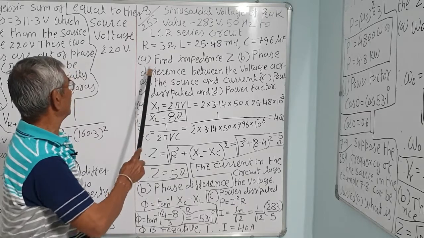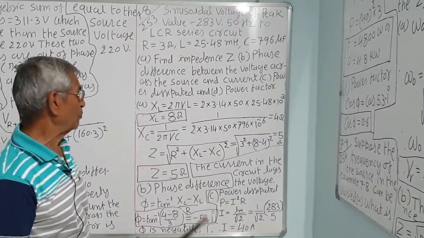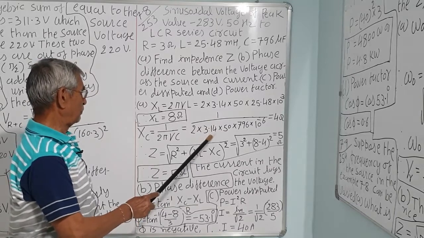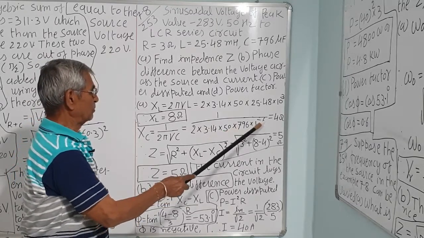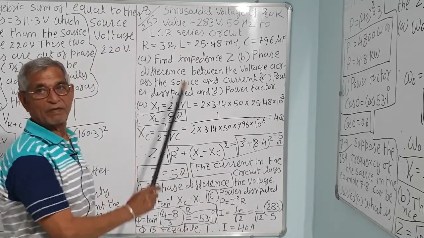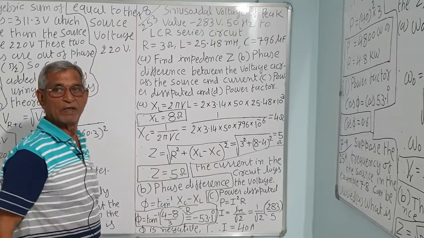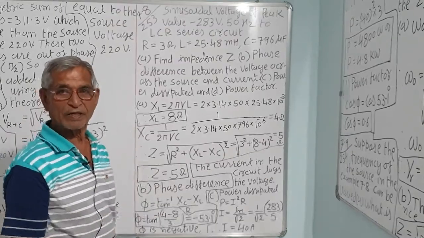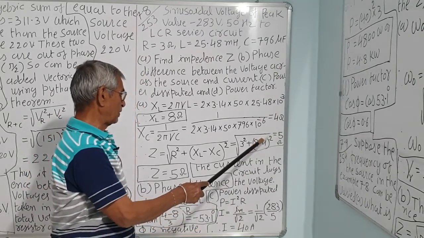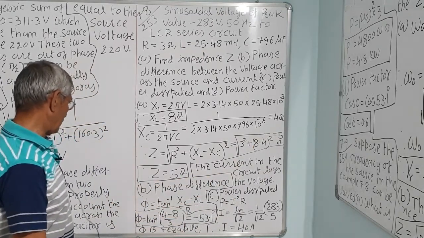So XC, that is 1 upon 2 pi nu C, that is 1 upon omega C, and omega is 2 pi nu. So 1 upon 2 pi nu C is equal to 1 upon 2 into 3.14 into 50 into 796 microfarad, that is 10 raised to minus 6, that is 4 ohms. Resistance value is already given, 3. So Z is equal to under root R square plus (XL minus XC) square, that is 3 square plus (8 minus 4) square, and that is equal to 5. This 8 minus 4 is 4, 4 square is 16, 16 plus 9 is 25, square root of 25 is 5. So Z is equal to 5 ohm.